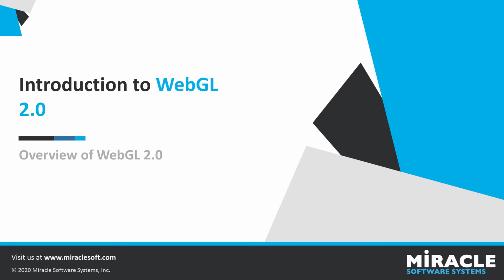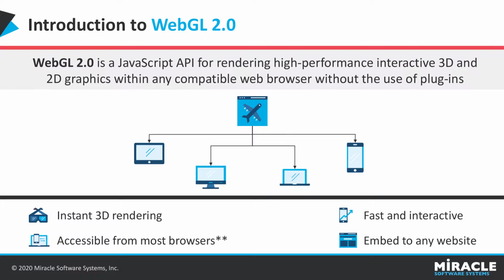So first, what is WebGL 2.0? It is a JavaScript API for rendering high-performance interactive 3D and 2D graphics within any capable web browser without requiring additional plugins. So what that means is you can deploy your app to your website and then access it from any compatible web browser on any device. The WebGL platform gives instant 3D rendering in a web browser across many platforms. The content is embedded in the website and is fully interactive.